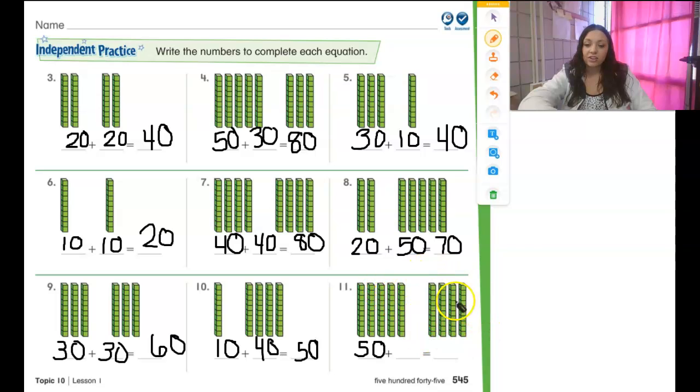How many tens in the second column? 1, 2, 3, 4. So 10, 20, 30, 40. 4 tens is 40 because it's a 4 in the tens and a 0 in the ones. 50 plus 40. So 5 plus 4, what's that? 9. Very good. So 10, 20, 30, 40, 50, 60, 70, 80, 90. 9 tens and 0 ones is 90. So we can always go back and count and check our work.